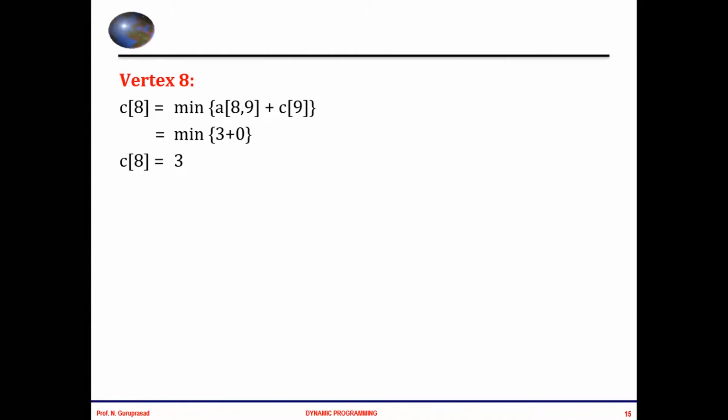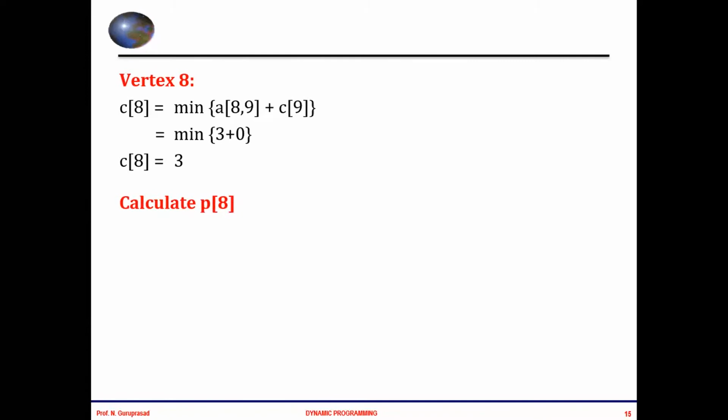So I repeat, when you are calculating C of any vertex, first find out from which vertex we have backtracked, that is from which stage we have come. We came from stage 5, so that is vertex 9. So we will calculate A of 8 9, that is the cost of the edge from vertex 8 to vertex 9 plus cost of 9, right? So we get 3. So C of 8 is equal to 3. Then we have to calculate what is called P of 8, right?